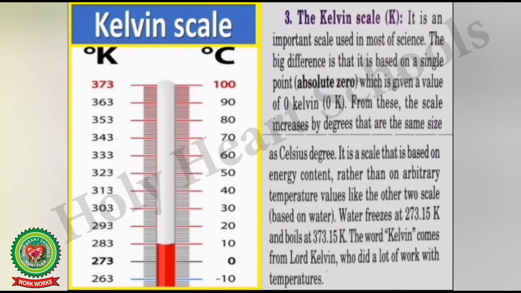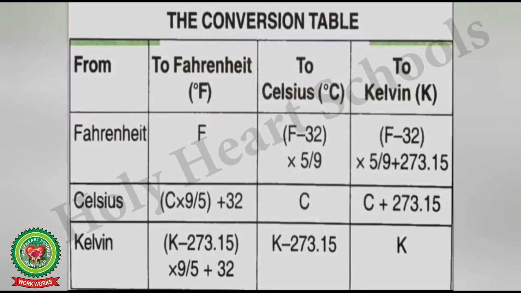And same, the upper fixed point is actually 373.15 Kelvin, but we can take it approximately as 373 Kelvin. The word Kelvin comes from Lord Kelvin, who did a lot of work with temperatures. Students, this is the conversion table.